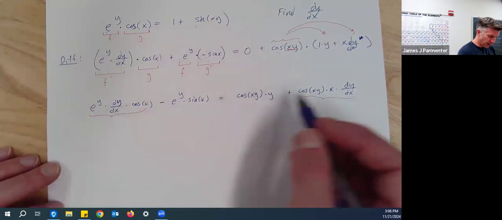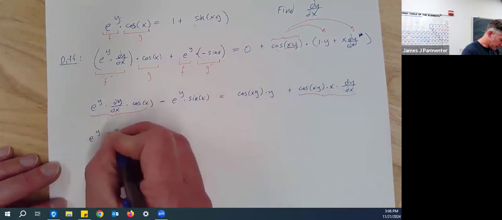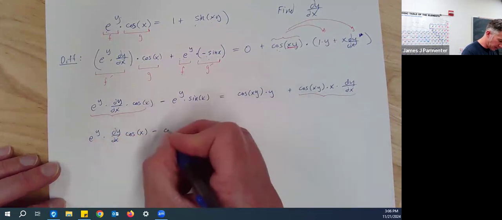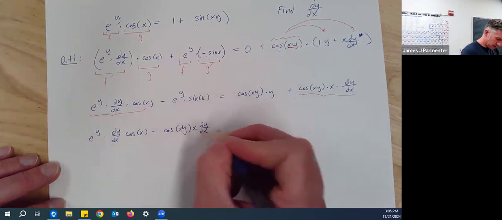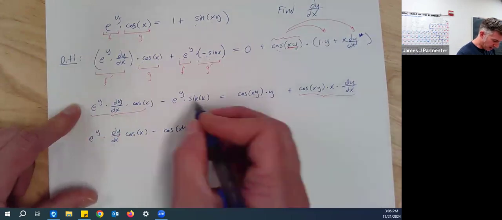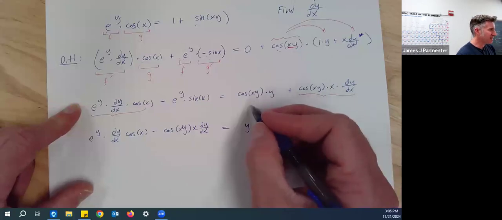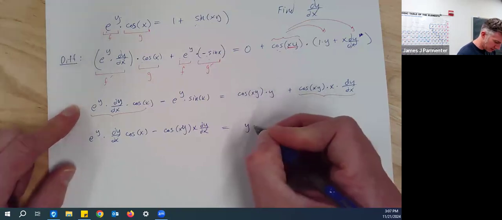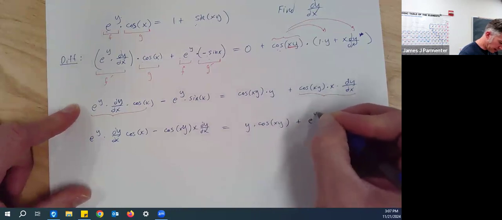So let's group all the y prime or dy dx things together on the left. So we're going to have e to the y times dy dx times cosine of x, minus cosine of xy times x times dy dx. So those are the red things. And then on the other side, we want all the not dy dx things. So we want that and that. I'm going to rewrite this, as typically you write stuff like y before the trig function. So instead of writing cosine of xy times y, I'm going to write y times cosine of xy, and then plus e to the y times sine of x.